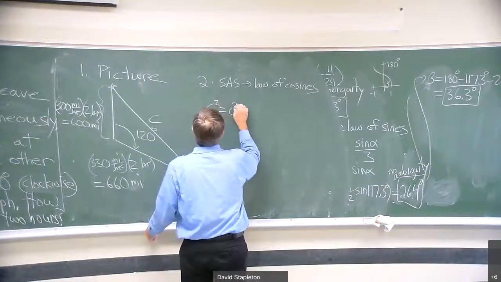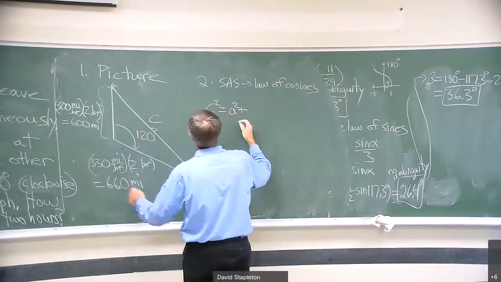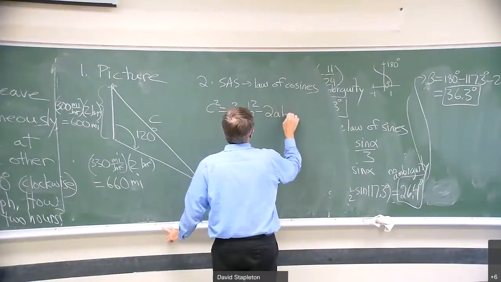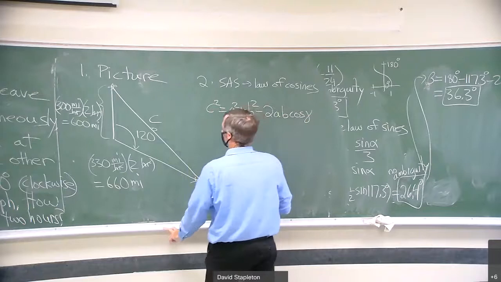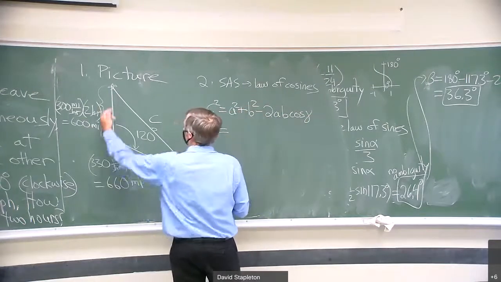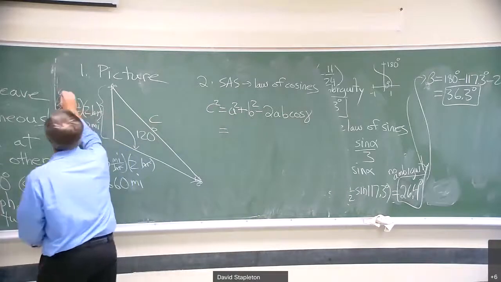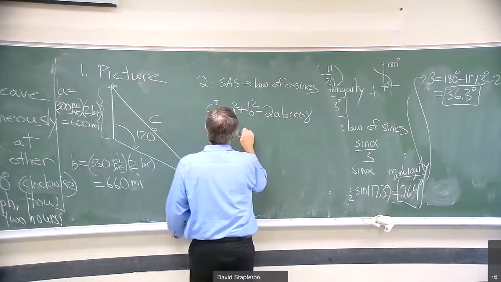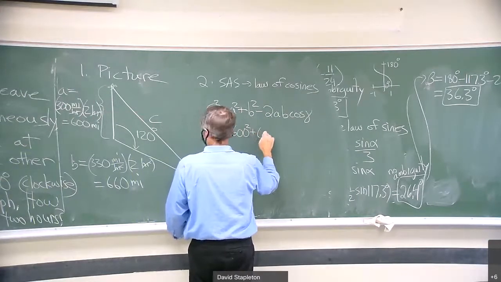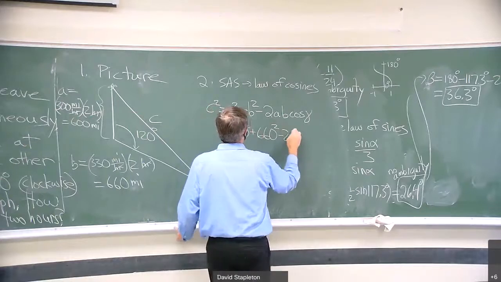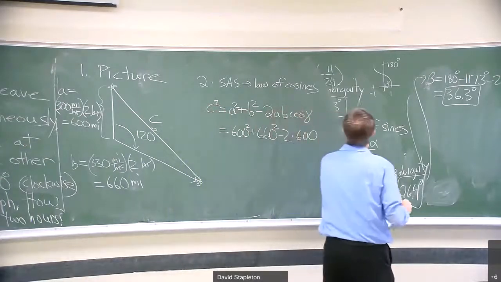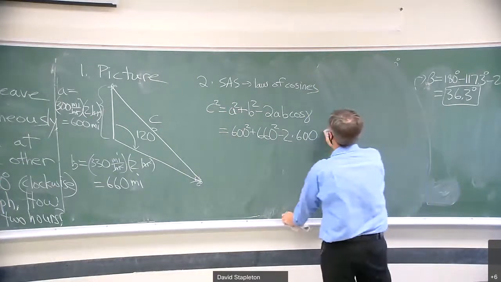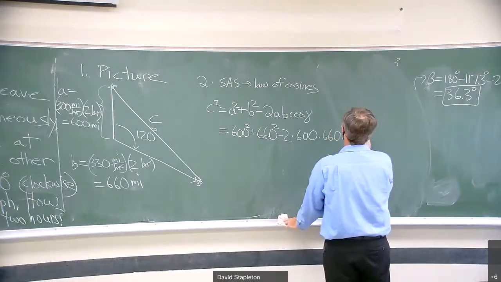C squared equals A squared plus B squared minus 2AB cosine gamma. If I use A over here, I'm going to have to write the other version of the law of cosines. I have to think about it more. And A and B, you can label whichever one you want. Let's call this A, and let's call this one B. So then I have 600 squared plus 660 squared minus twice 600 times 660 times cosine of 120 degrees.